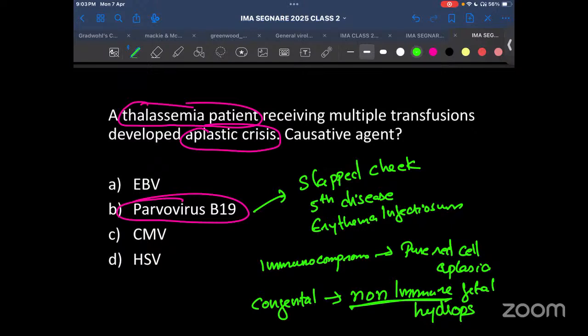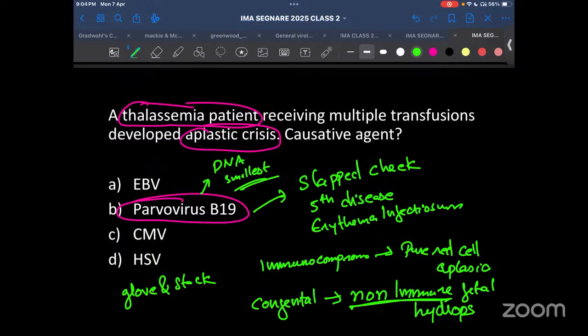Now it can also cause papular purpuric gloves and socks syndrome. Parvovirus B19 is a DNA virus. It is the smallest virus infecting humans.